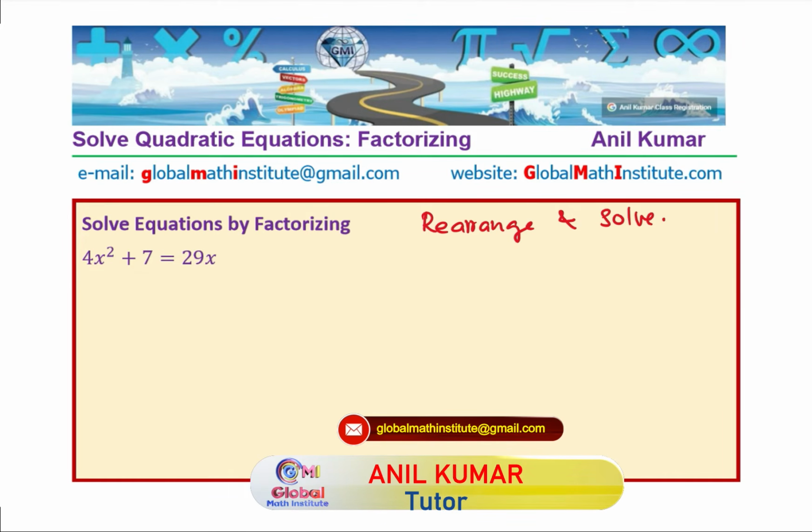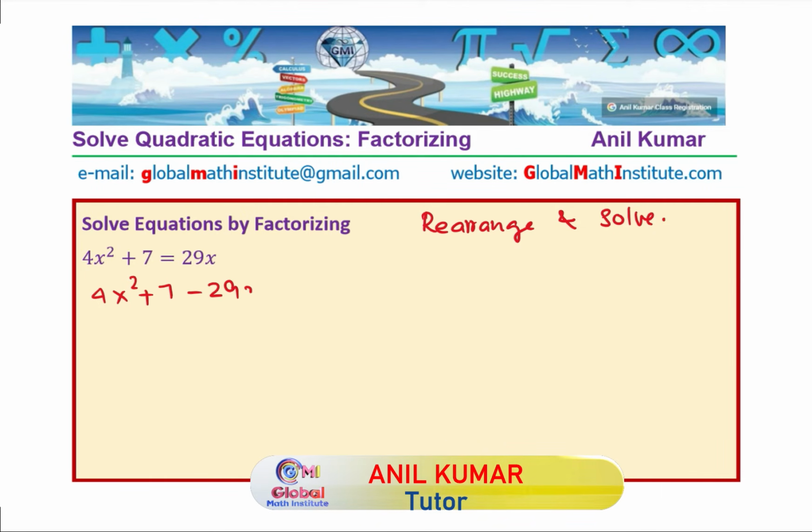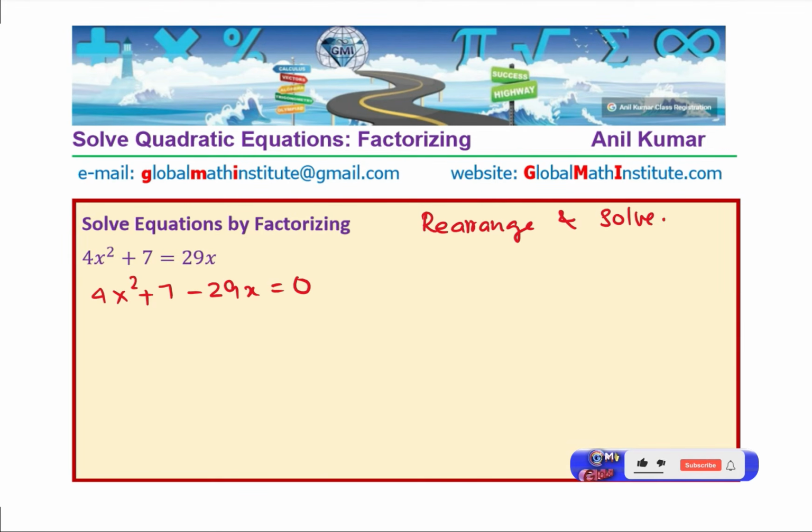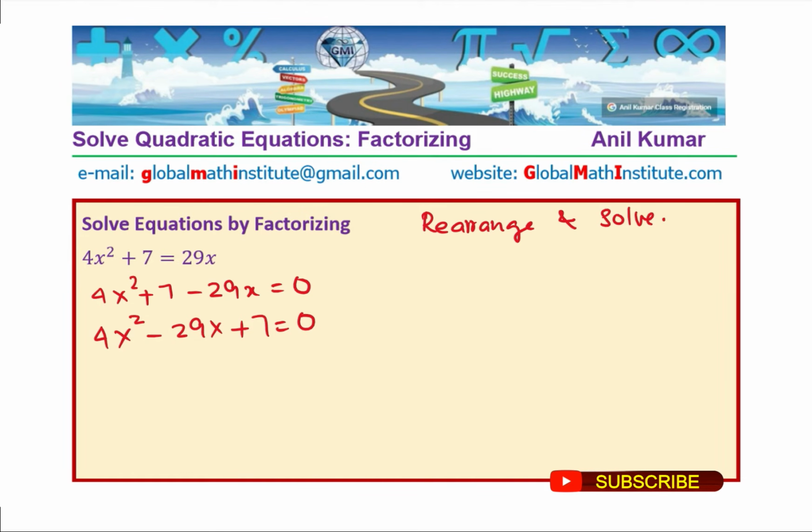So let's rewrite this. We have 4x squared plus 7. Bring minus 29 on this side. Always write your equations with highest degree first, each term, right? Then minus 29x, then the constant at the end. Is that clear to you? Otherwise, you can sometimes mess up.